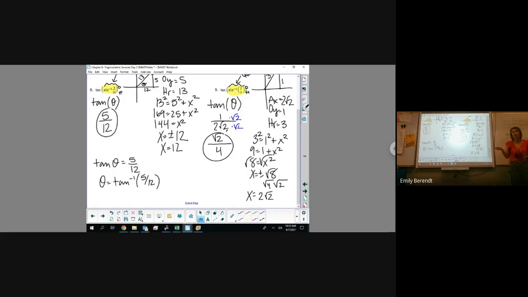How could you figure out what the angle is? How could you figure out your degree for theta? The inverse tangent of root 2 over 4.